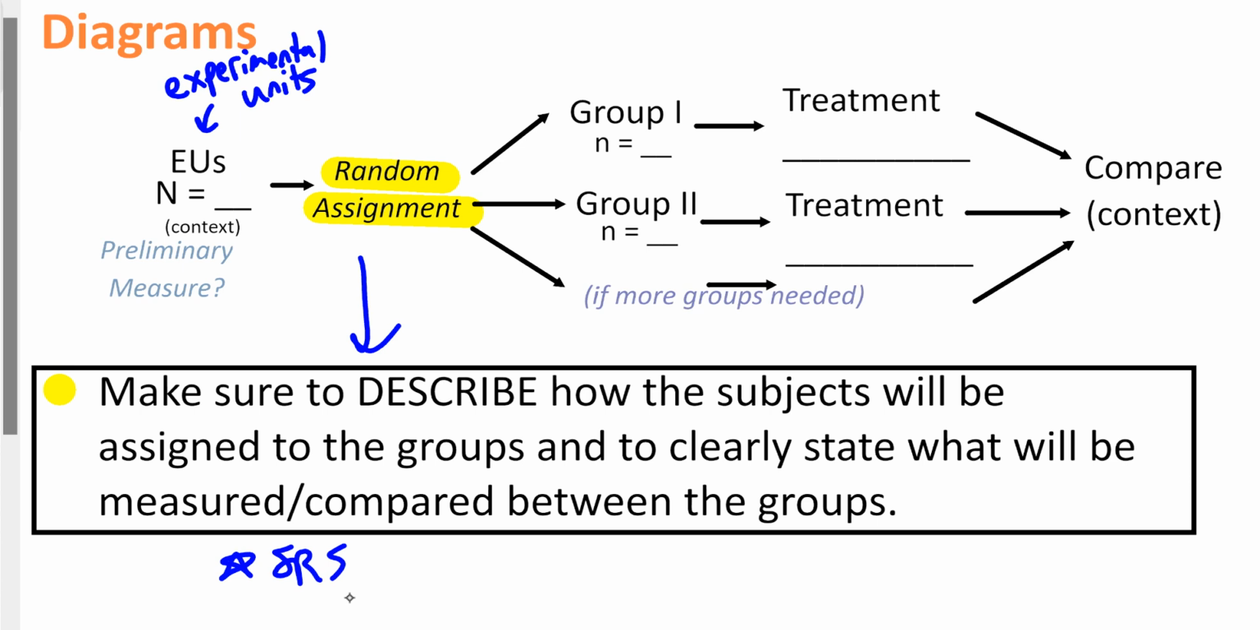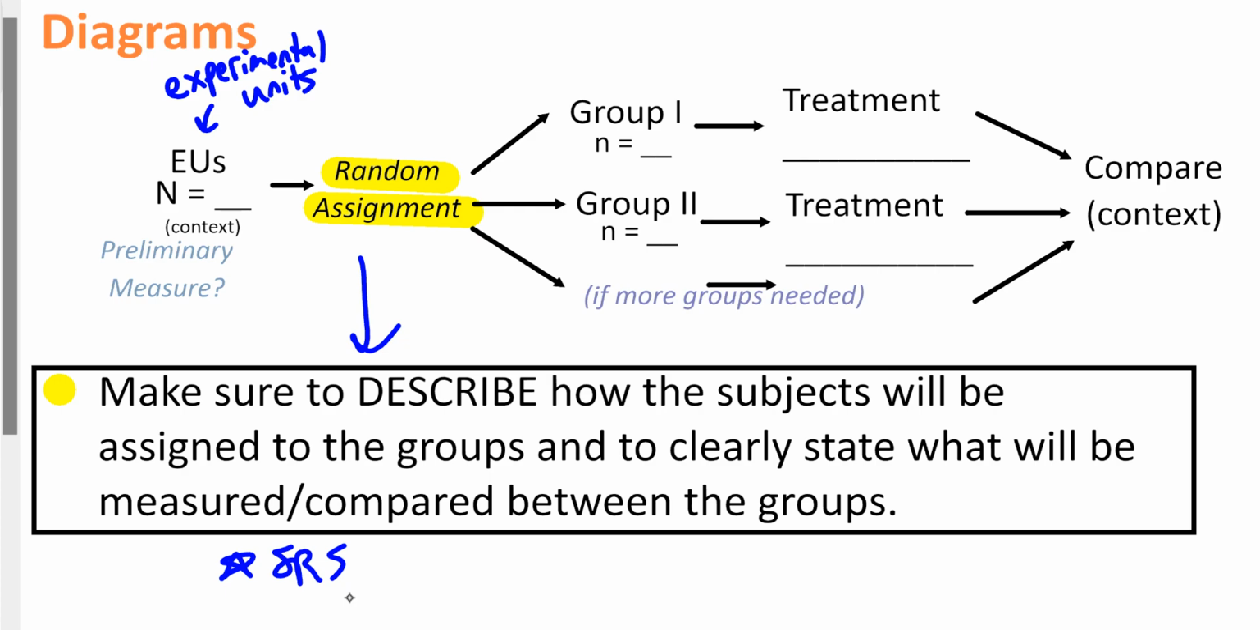Now then we're going to divide them into groups, depending on how many treatments we have. So group 1 might have 10, group 2 might have 10. We want them to do the same. And then maybe that we have more groups, maybe we have 3. And then we want to also state what the treatment is. So this group gets this medicine, this group gets this medicine, whatever it is. And when we're done with all that, we want to finally compare. We want to say, with context, what was the difference?